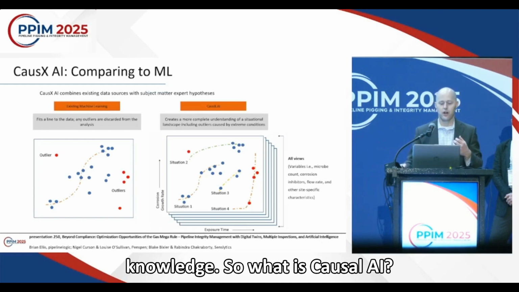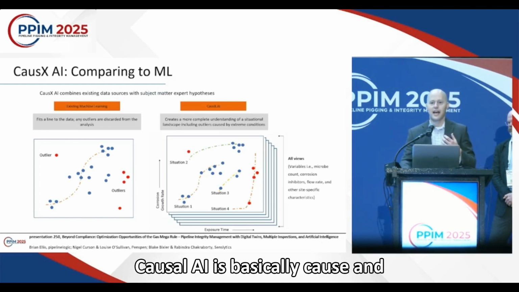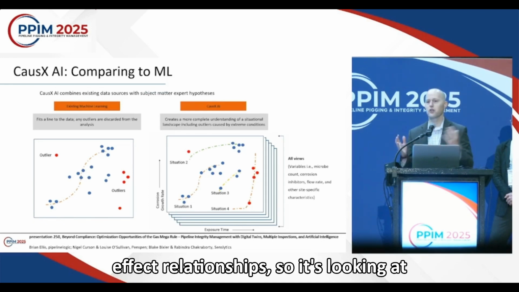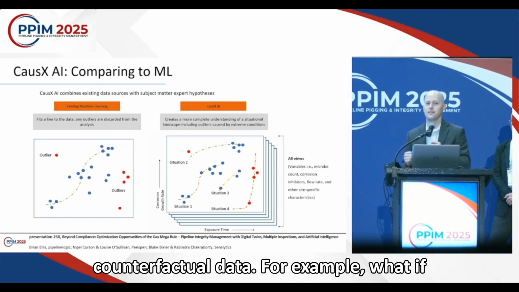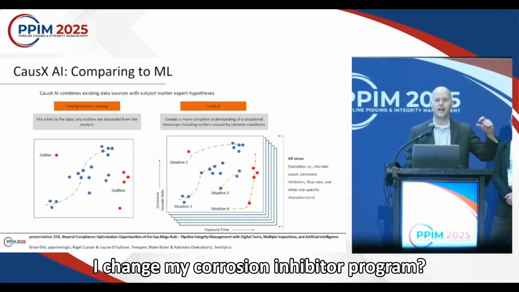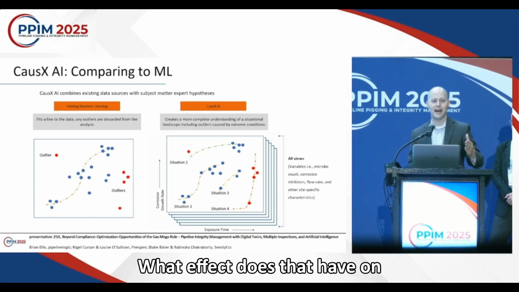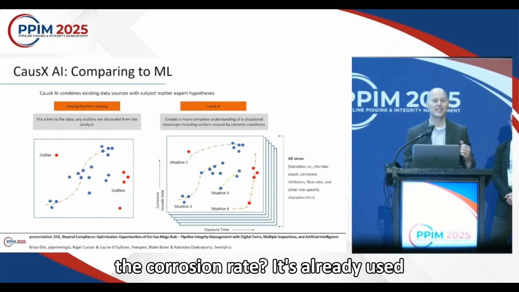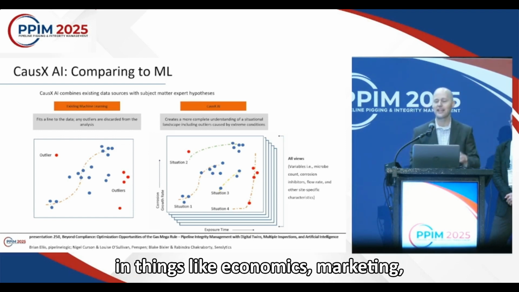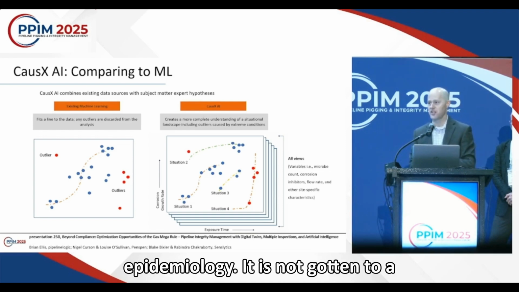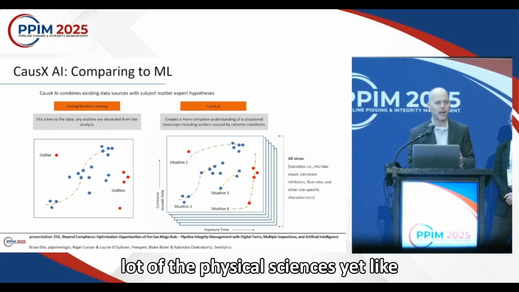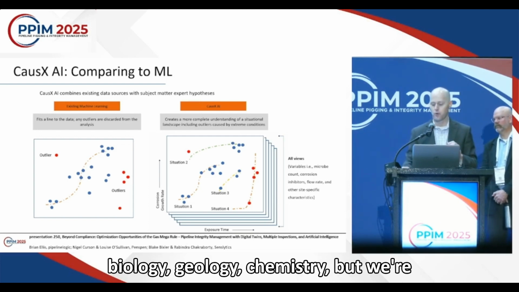What is causal AI? Causal AI is basically cause and effect relationships. So it's looking at counterfactual data. For example, what if I change my corrosion inhibitor program? What effect does that have on the corrosion rate? It's already used in things like economics, marketing, epidemiology. It has not gotten to a lot of the physical sciences yet, like biology, geology, chemistry, but we're building something.